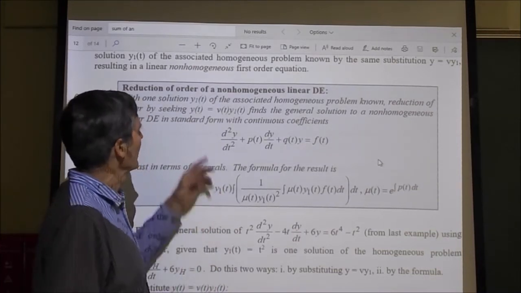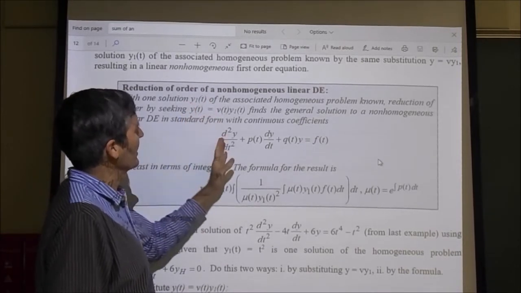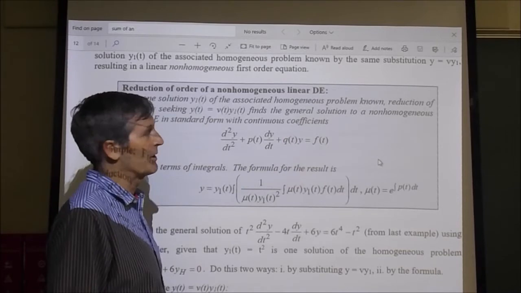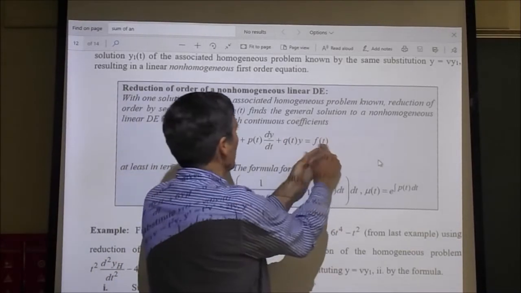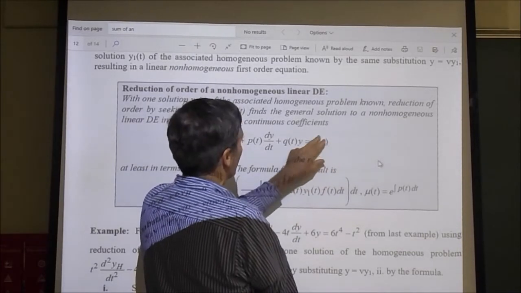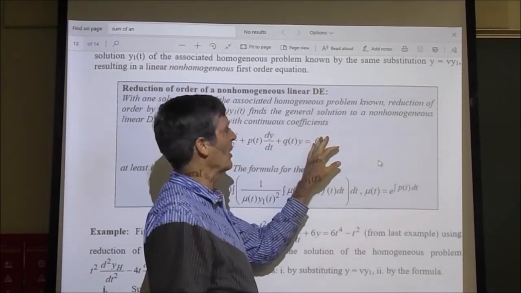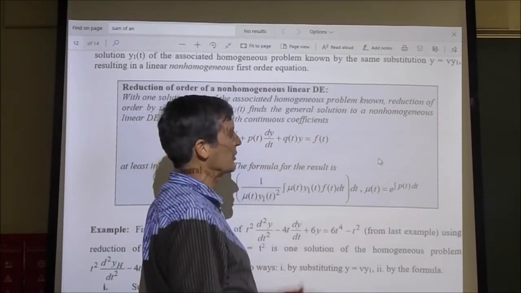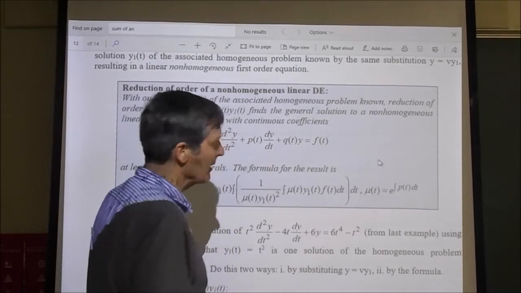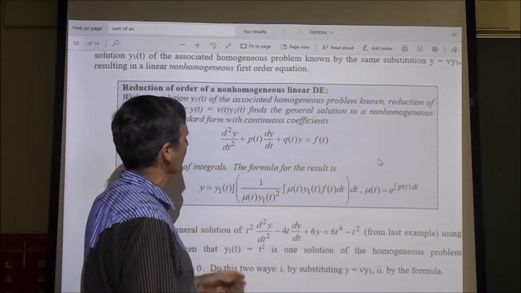This one, I'll just go with the formula. If you have one solution, y1 of t, of a differential equation of the same form we did for variation of parameters, of the homogeneous problem, in other words, if I have one solution y1 of t when the right-hand side is 0, I can actually solve this problem. It sounds better than variation of parameters, which needs two independent solutions. Well, it is if you can do all the integrals. This one requires a little extra integration is all.